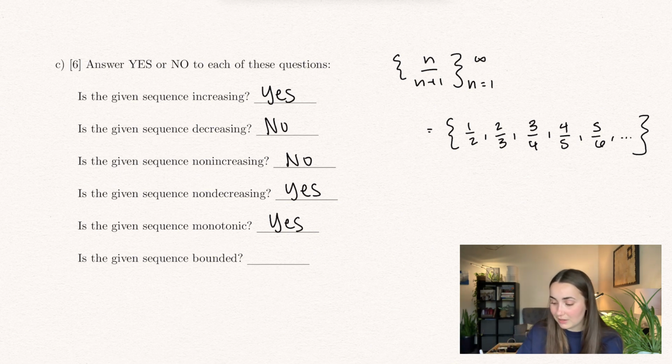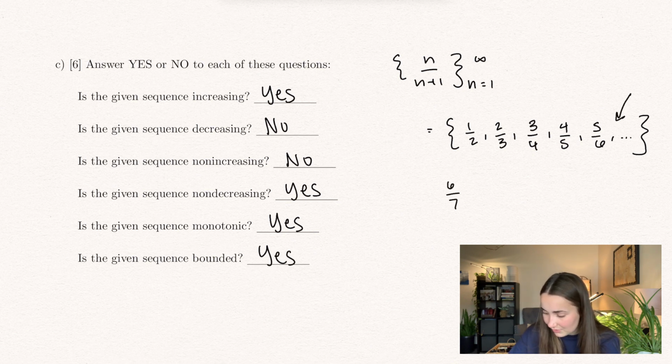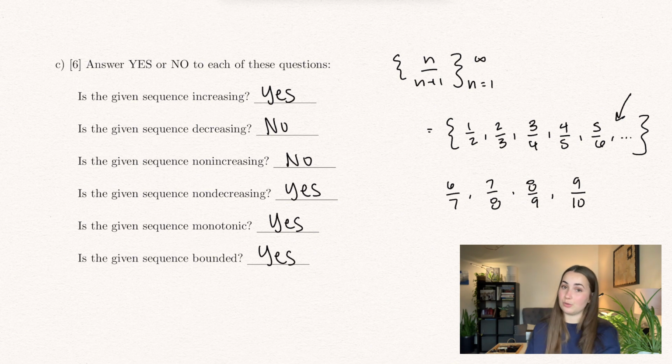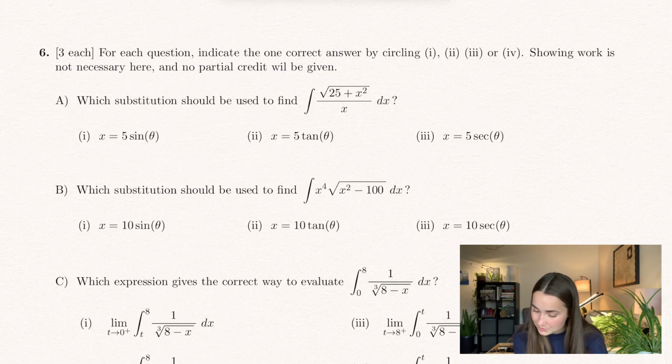And then is it bounded? Well, we found its limit. Yes, it's bounded. It's going to be limited by 1, which makes sense because the next terms are going to be 6 over 7, 7 over 8, 8 over 9, 9 over 10, and notice how these are getting closer and closer to 1. Okay, and then here we've got some multiple choice.